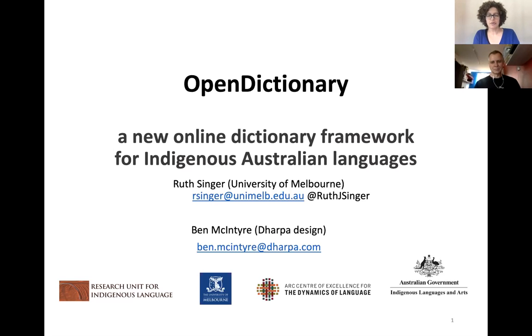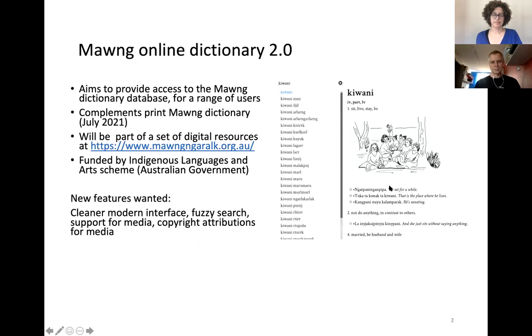So in our talk, we're going to talk about the OpenDictionary framework, which is a new framework that Ben is developing for Indigenous language dictionaries. And specifically, we're working on a new Maung online dictionary. So this aims to provide access to the Maung dictionary database for a range of users and to complement the new print dictionary coming out in July. And it will form part of a set of digital resources at maungarok.org.